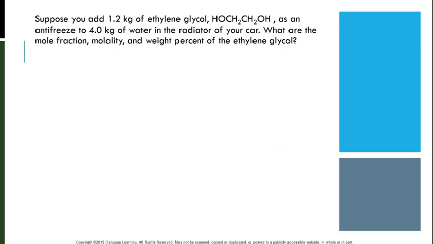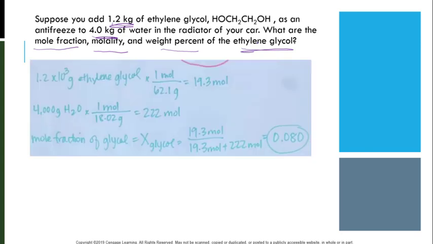Let's look at an example. Suppose you add 1.2 kilograms of ethylene glycol as an antifreeze to 4 kilograms of water. What are the mole fractions, the molality, and the weight percent of the ethylene glycol? I took my grams of ethylene glycol and went to moles of ethylene glycol because I wanted to start with my mole fraction. But remember, if I have this as my numerator, my denominator needs to be both of the components in this mixture, in this solution, added together.